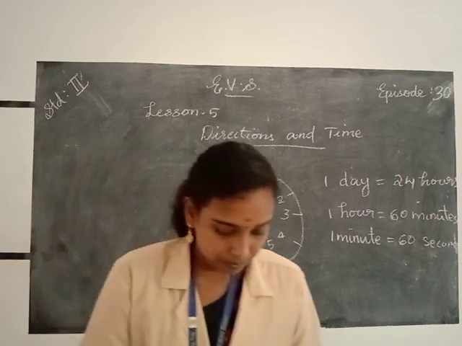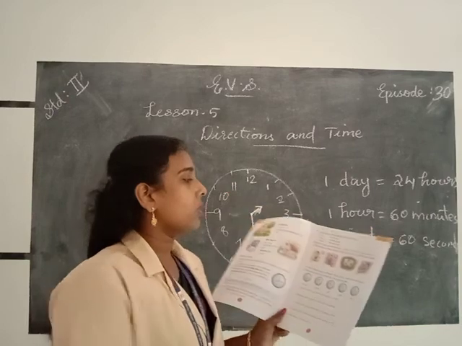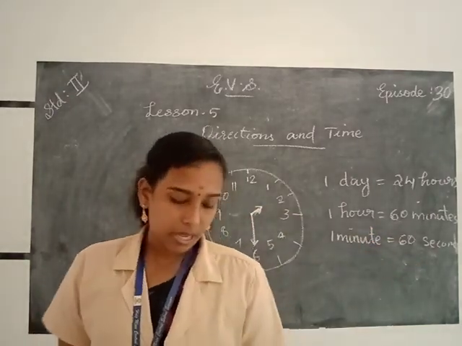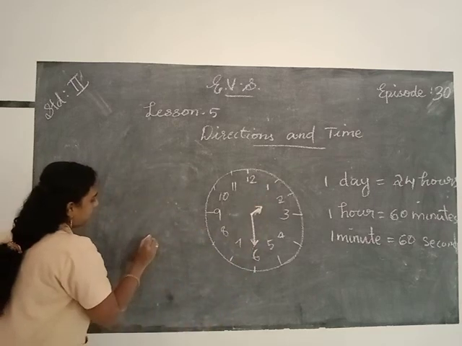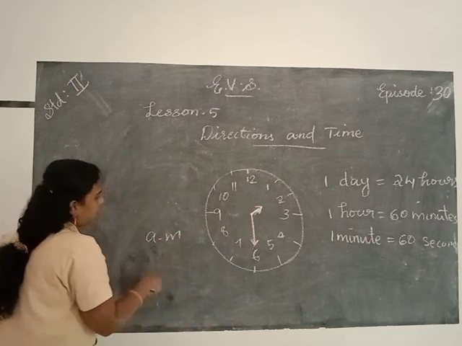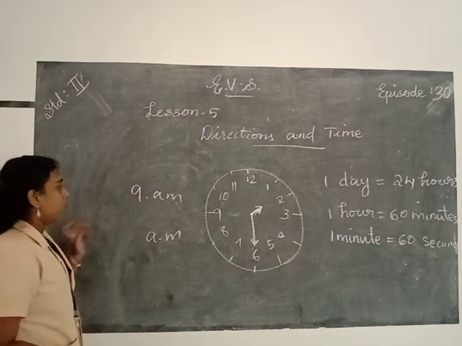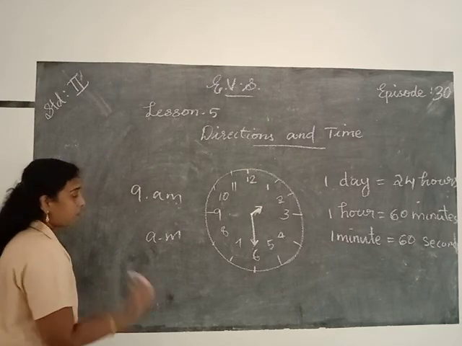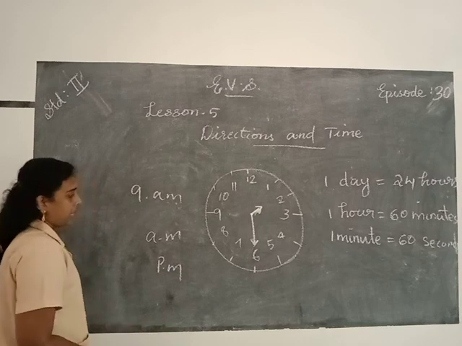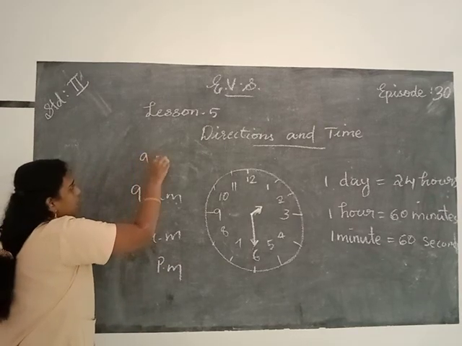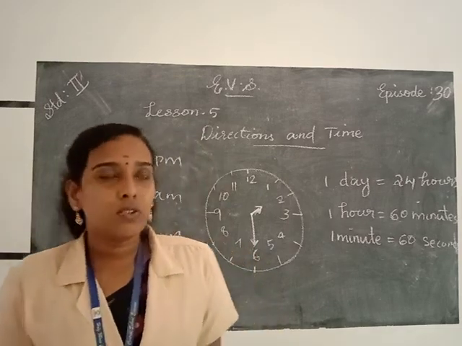Okay. And here is some questions. Before 12 o'clock we write time as AM. So here before 12 o'clock we write the time as AM, like 9 AM, morning. It shows morning. Okay, 9 AM. Morning 9 o'clock. And after 12 o'clock, afternoon, we write as PM. At night 9 PM, evening. Okay. So like this you can write the time.